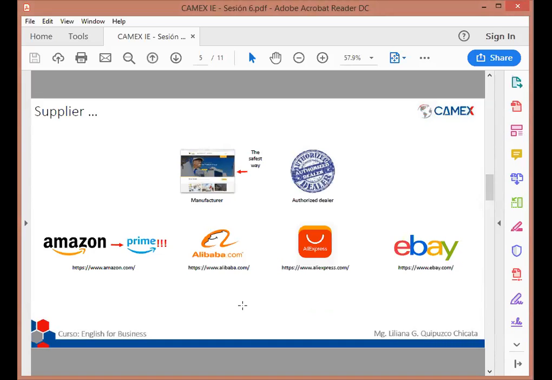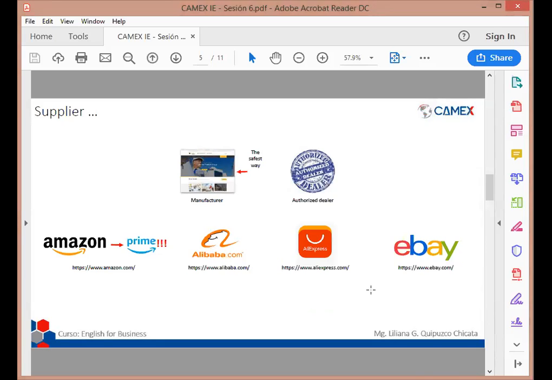Another kind of supplier that we can find is an authorized dealer. An authorized dealer is a dealer that, as its own name says, is authorized by the manufacturer to sell to us. We can find authorized dealers in the country of destination. In this case, we could find Peruvian authorized dealers, but we could also find authorized dealers in the country of origin or in another country. So, dealers that are from abroad.